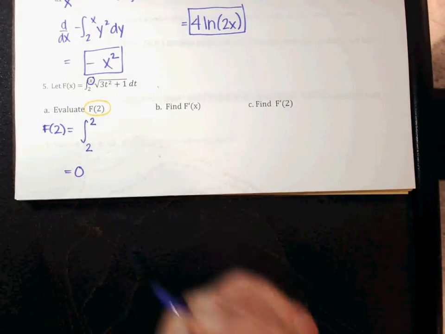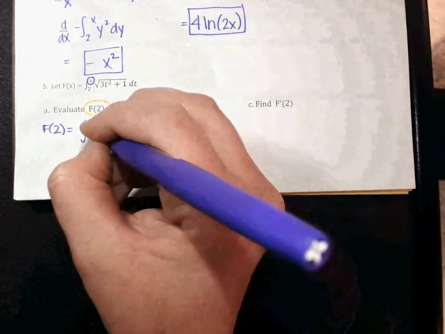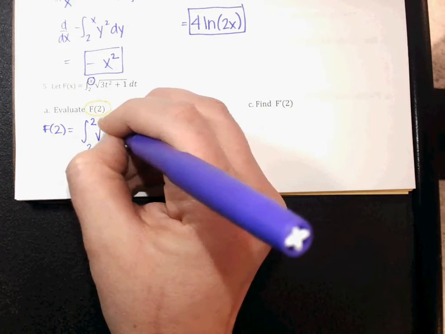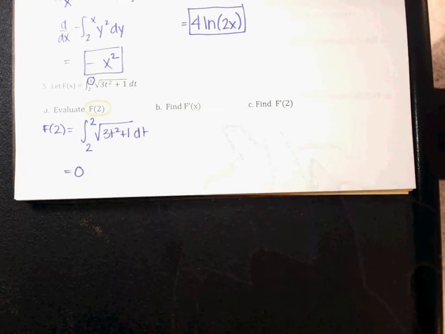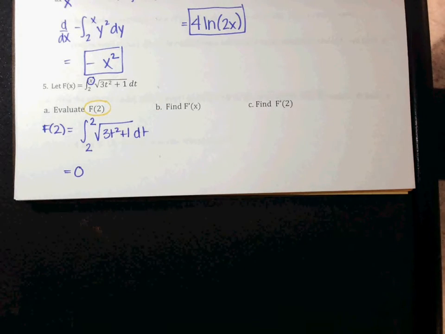Why? Because these are the same. 3t squared plus 1 dt technically goes there. But remember, if you're going to integrate from 2 to 2, well, you never really integrated anything, because you started and stopped at the exact same number. Part B.